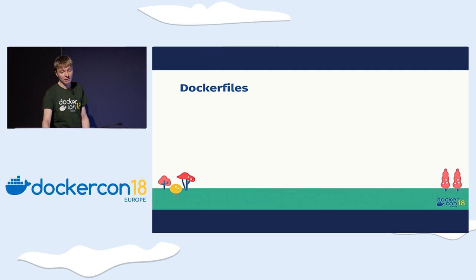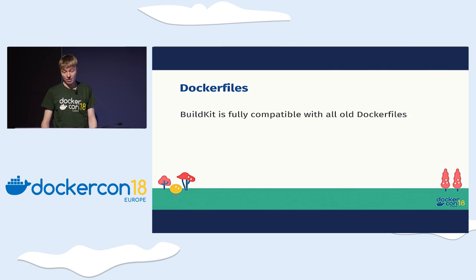So these were some overall builder features. Let's look at what about Dockerfiles. Of course, as you might expect, you want to build Dockerfiles, and BuildKit can build Dockerfiles and is compatible with all your old Dockerfiles. So the upgrade should be super smooth. There shouldn't be any problem with that.